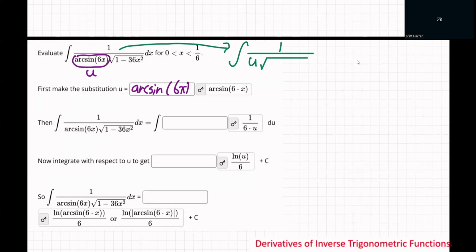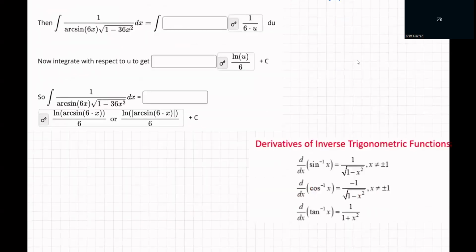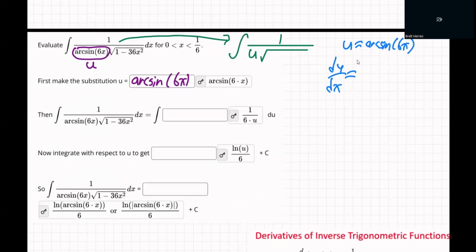So let me come over here. u is the arc sine of 6x, right? So what is du dx? What's the derivative of that? Well, it says right here, the derivative of arc sine is 1 over the square root of 1 minus x squared. So that's 1 over the square root of 1 minus, now should I just do x squared?